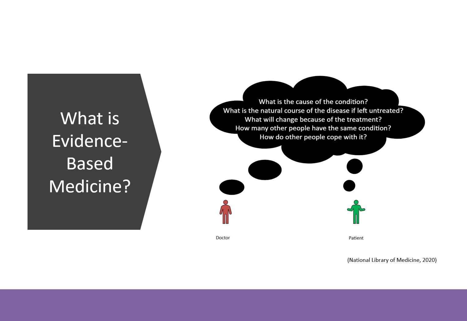evidence-based medicine. And that is the most up-to-date, scientifically proven results in order to make health-related decisions, such as the pros and cons of a certain treatment. But it also considers the patient's values. So both a patient and a doctor could ask any one of the following questions, like what is the cause of the condition? What is the natural course of the disease if left untreated? What will change because of the treatment? How many other people have the same condition? And how do other people cope with it?